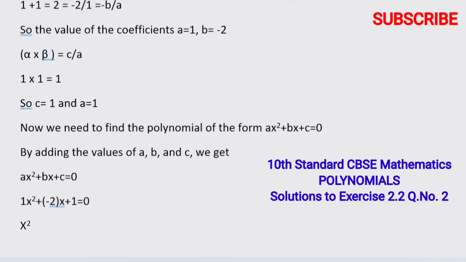Plus into minus 2x. Okay, now next plus 1. Now plus 1 equal to 0. This is the polynomial we got: x square minus 2x plus 1.